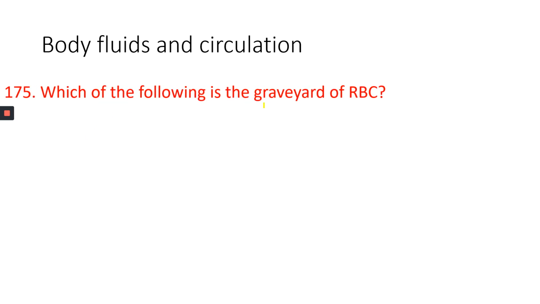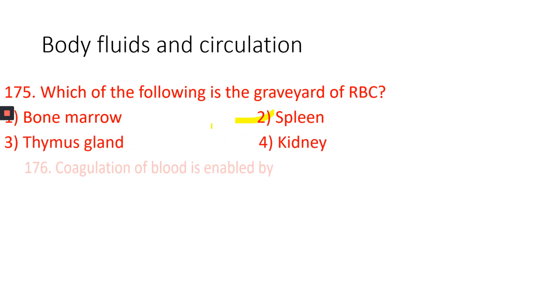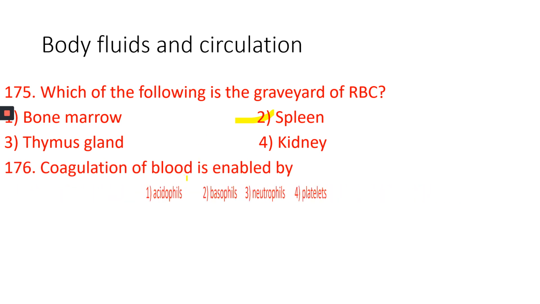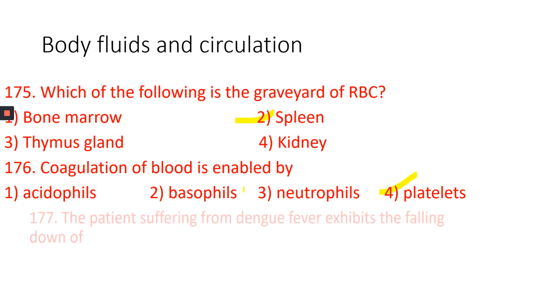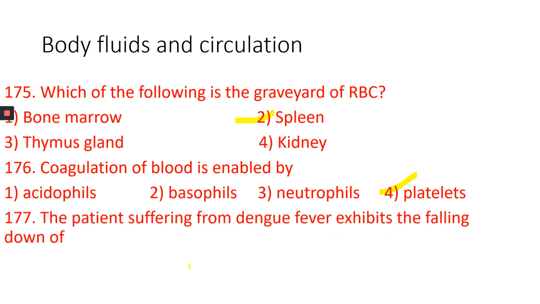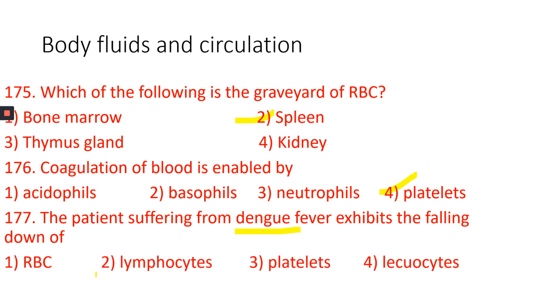Okay, which of the following is the graveyard of RBC? I think most of you know this is a very important bit. What is the answer? Next one, coagulation of blood is enabled by which blood cells? Which cells help in coagulation or clotting of blood? Coagulation means clotting: platelets. Next, the patient suffering from dengue fever exhibits the falling down of which cells? You frequently hear this term: platelets.